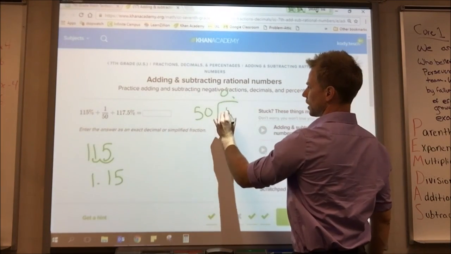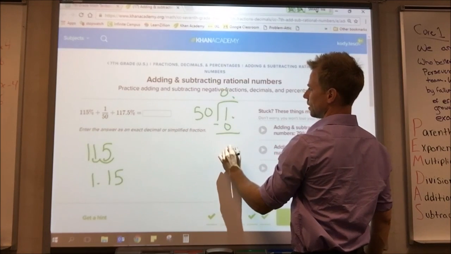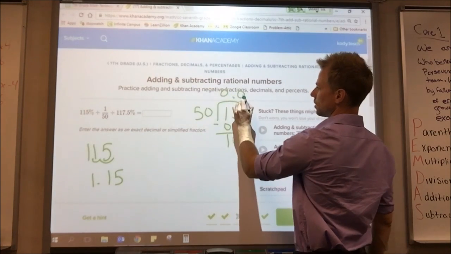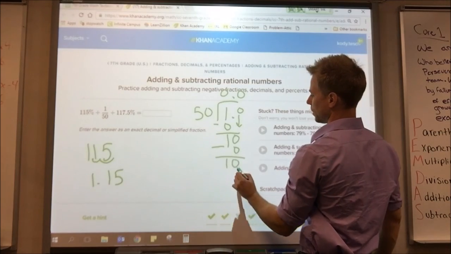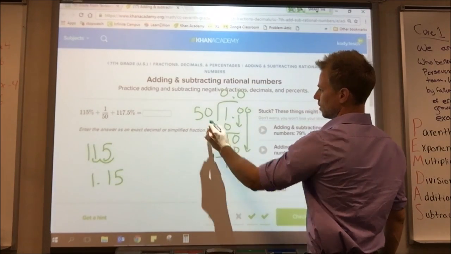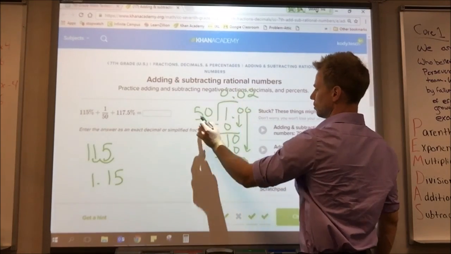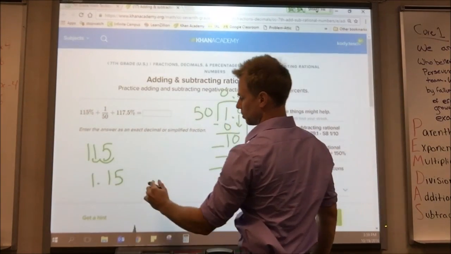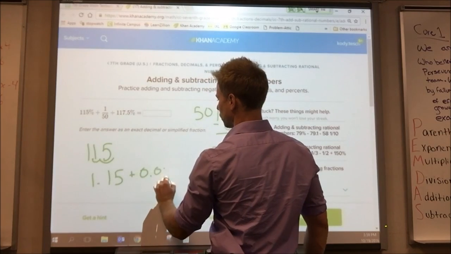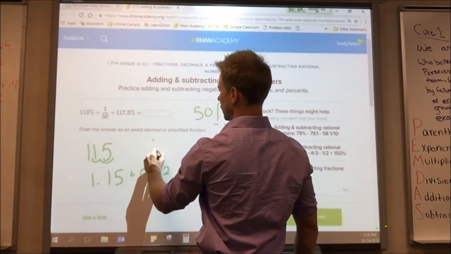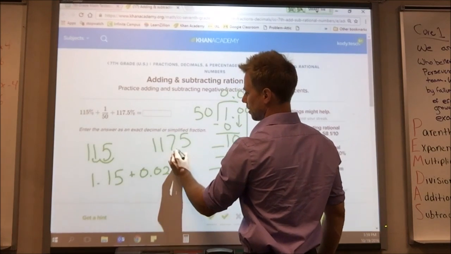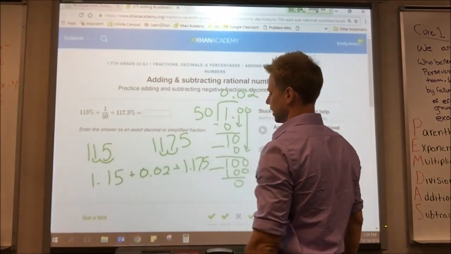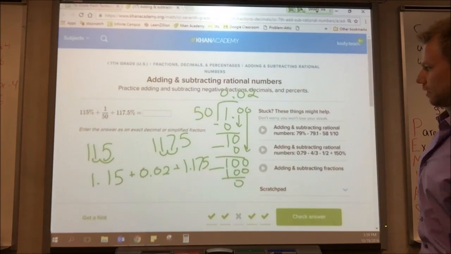50 goes into 1 0 times. 0 times 50 is 0. Subtract, we get 1. Bring down a 0. 50 goes into 10, 0 times. 0 times 50 is 0. Subtract, we get 10. Bring down another 0. 50 goes into 100 twice. 2 times 50 is 100. So 1/50th is 0.02. So we're adding 0.02. And then 117.5%. Again, we're going to move the decimal twice. It turns into 1.175. And now we just need to add all those together.